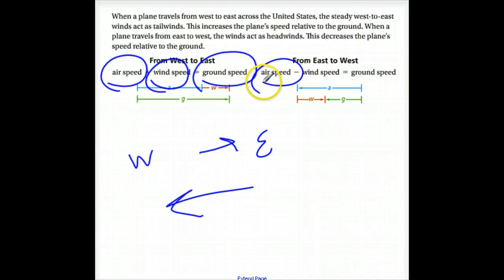The third application problem has to do with solving a wind or current problem. All right. When a plane travels from west to east across the United States, the steady west-to-east wind acts as tailwinds. In other words, if you are in a plane flying on a vacation, if you go from west to east, you can calculate your speed by taking the airspeed plus your wind speed, and you'll get your ground speed. If you're going the opposite way, east to west, you do airspeed minus wind speed equals ground speed. You'll go a little bit slower.